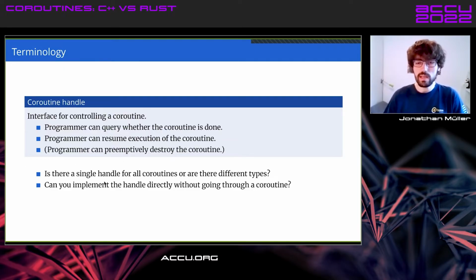Questions here are, is there a single handle for all coroutines or are there different types? And can you also implement the handle for something that isn't a coroutine? So when you write your own state machine, can you use the coroutine handle for that as well? Or do you need to use a coroutine there?